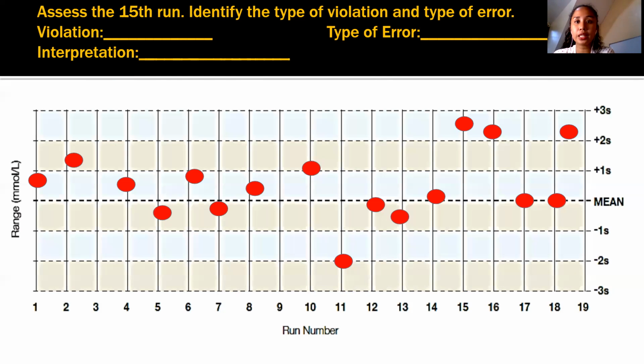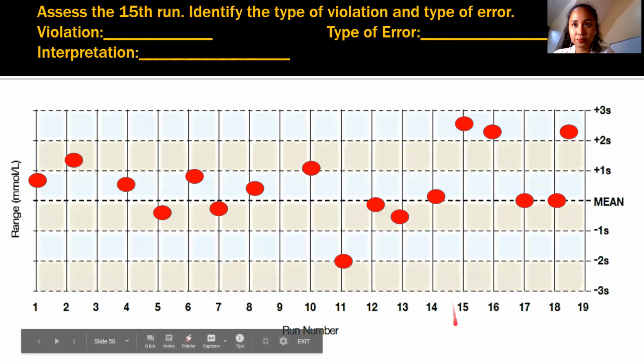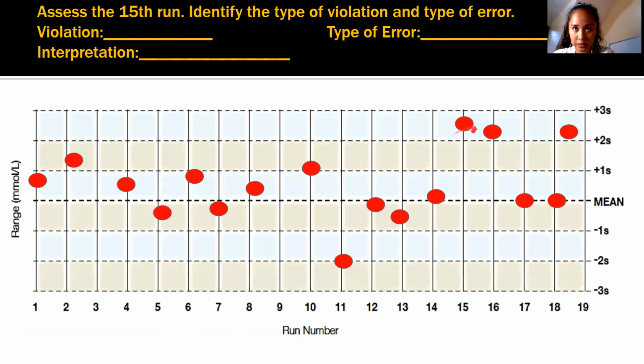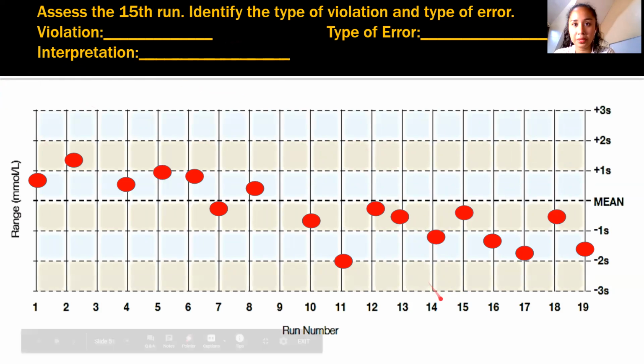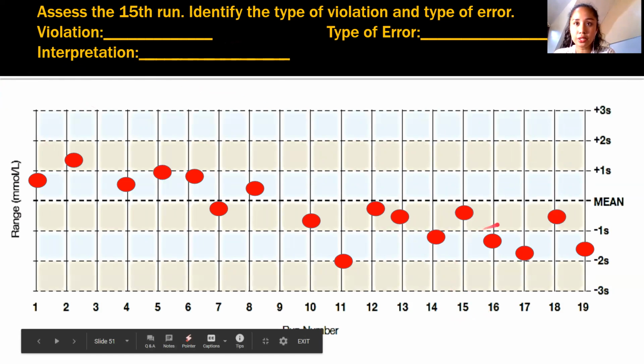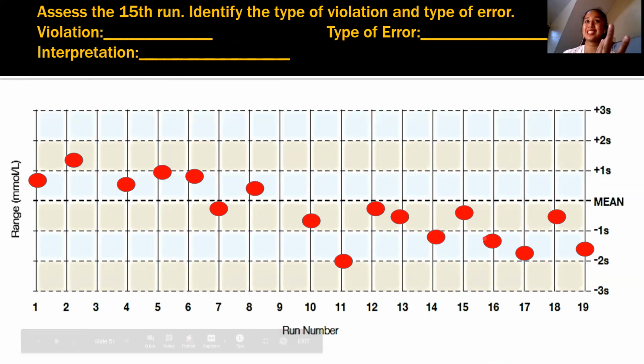So, assess the 15th run. Yan. Tignan mo yung 15th run. So, yung 15th run, lumampas ng 2S. Yan. Yung katabi niya, tignan nyo rin. So, ano yung violation? Yan. Sagutin nyo yan. Same thing dito. Assess the 15th run. I-assess nyo yung mga katabi niya. So, anong meron? Anong violation? Meron bang violation? Walang violation? Yeah. So, assignment nyo yan.